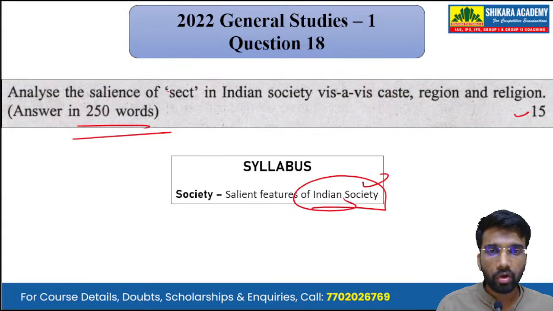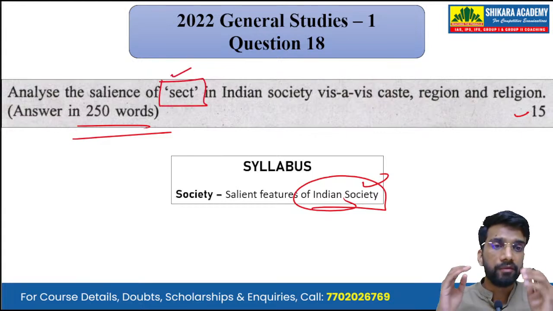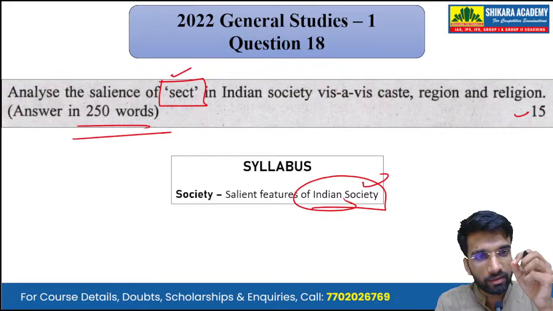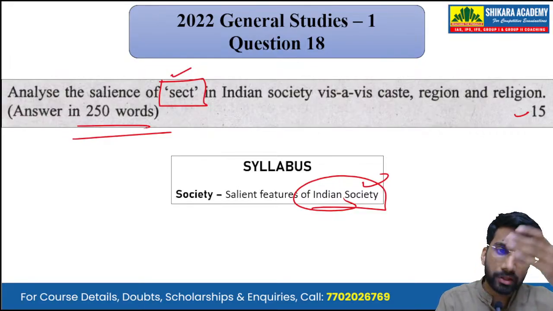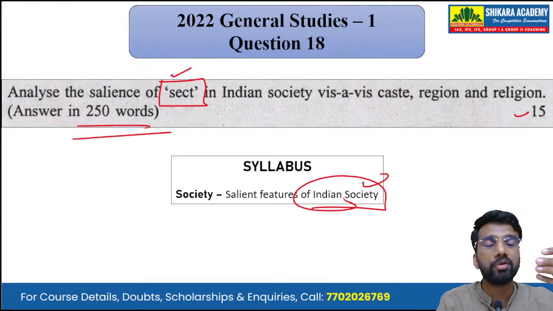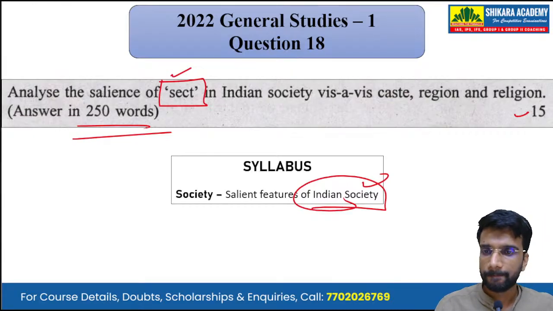Okay. We have to talk about sects. The various sects in relation to caste. Sects based on caste, sects based on religion, and sects based on region.